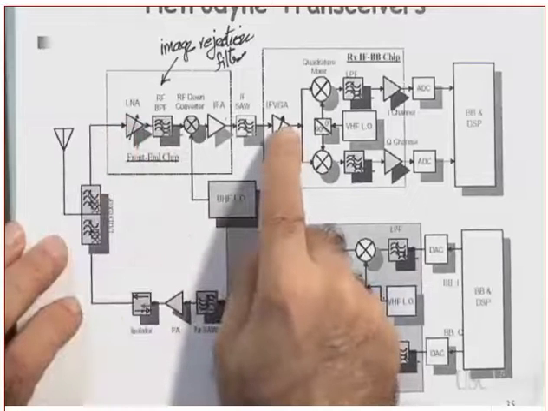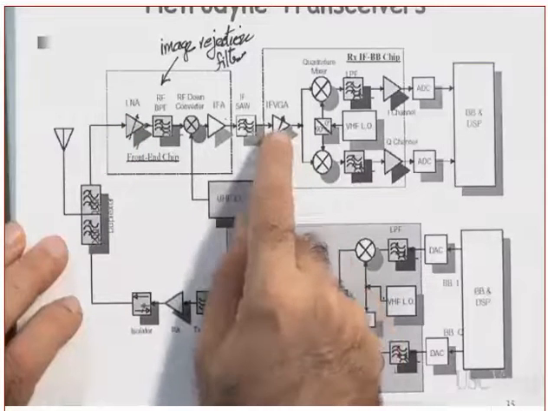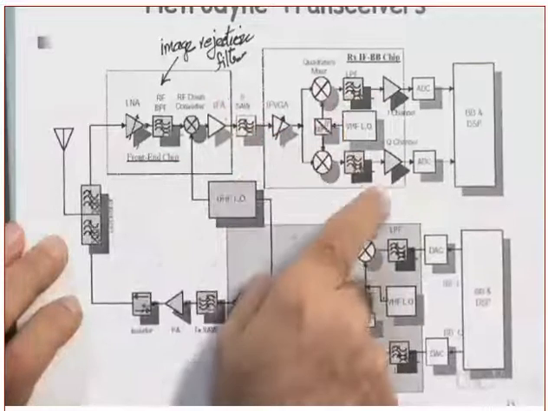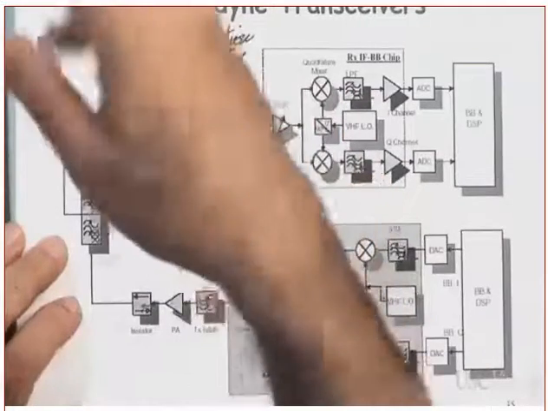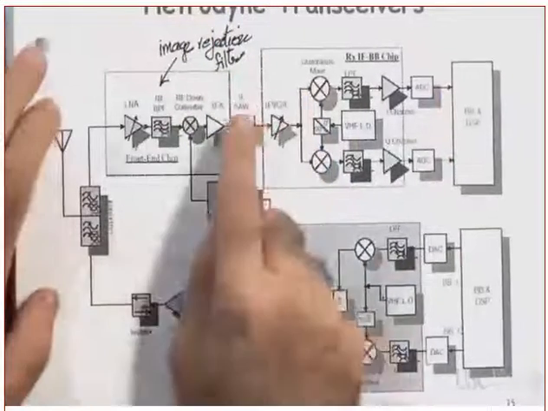What is this, by the way? VGA. VGA stands for variable gain amplifier, at the output of the filter. Clear? And then we also have amplification within the baseband, within the digital domain. Clear? Okay, good.